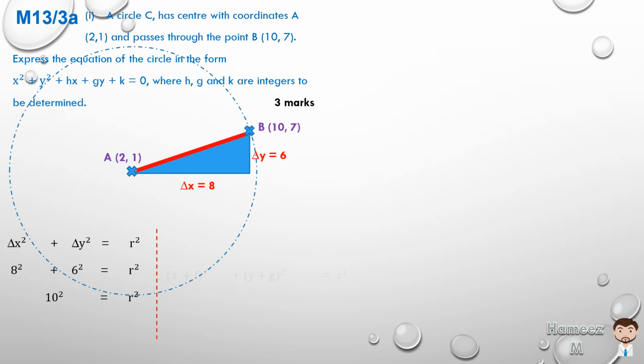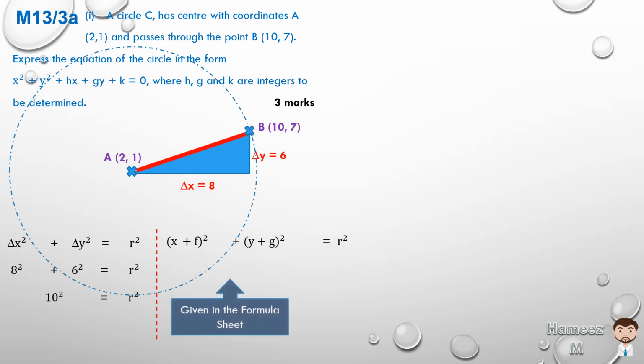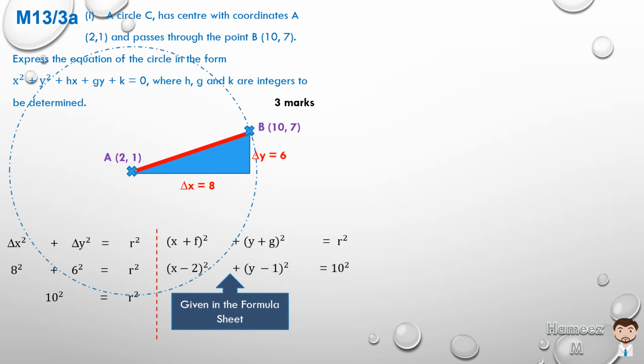And our general formula for a circle, x plus f all squared plus y plus g all squared is equal to r squared. And f and g would be the coordinates of the center. So we'll have x minus 2 all squared plus y minus 1 all squared is equal to 10 squared. And this is the equation of a circle, but it's not in the form that we want. So let's expand it. So it's going to give us x squared minus 4x plus 4 plus y squared minus 2y plus 1 is equal to 100.